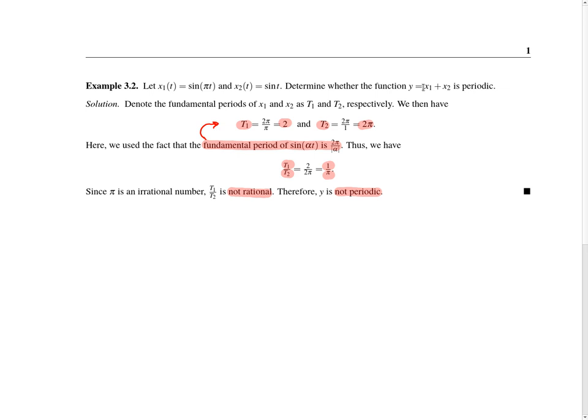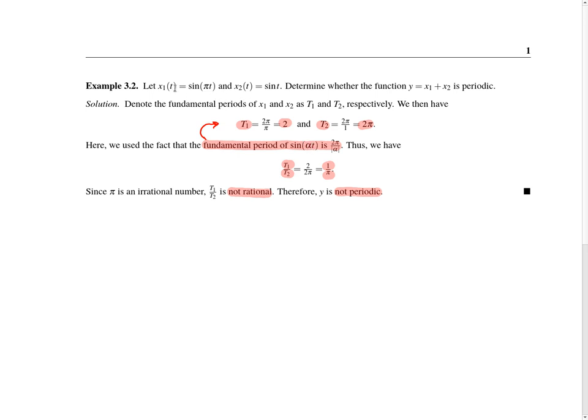So the first thing we need to do is find the fundamental periods of x1 and x2. So the first observation we can make is both the function x1 and the function x2 are sinusoidal functions. In other words, they're functions of the form sine alpha t for some real alpha. So we can find the fundamental period of these functions just using this formula here. It's 2 pi over the magnitude of alpha. In other words, the magnitude of whatever constant is multiplying the t.